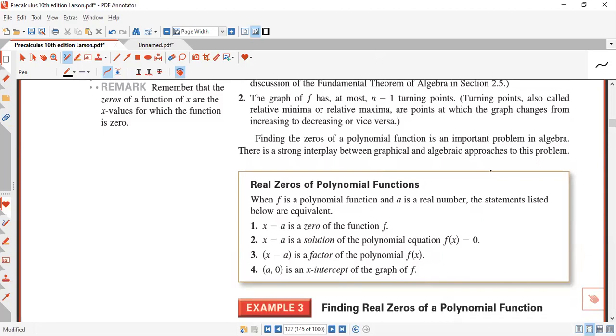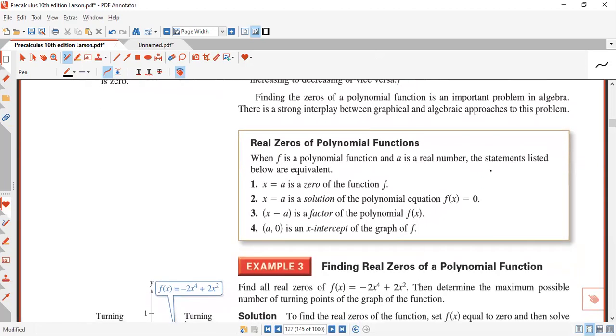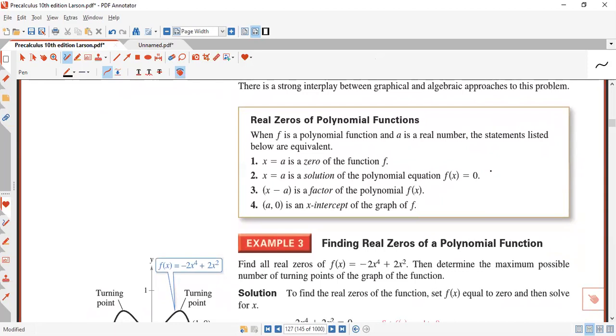So I'm repeating the definition of real zeros of polynomial functions. If f is your polynomial function and a is a real number, then the statements listed below are equivalent. These four statements are the same, equivalent with each other. If I say that x equals a is a zero of the function, it means whenever I put a instead of x, the function will give you zero. Clear? So the second point is telling you the same thing: x equals a is the solution of the polynomial equation, meaning f of x equals zero.